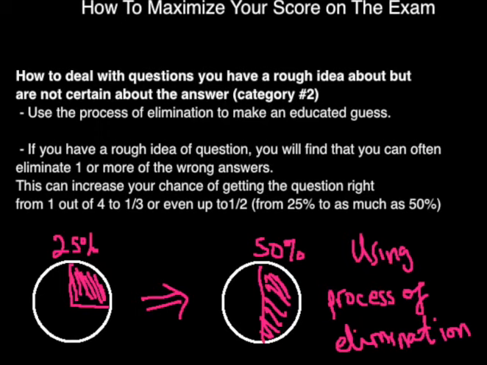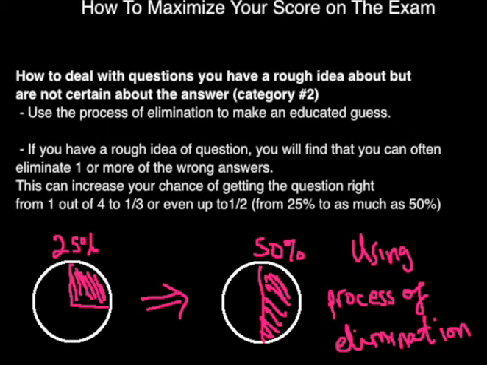Now, there's really nothing new in what I just discussed. The category 1 questions are pretty straightforward. If you know the answer, you find the answer, you select that answer and you go forward. But what happens when you run into questions that you only have a rough idea about, and because of that, you're not sure which of the answers is correct?